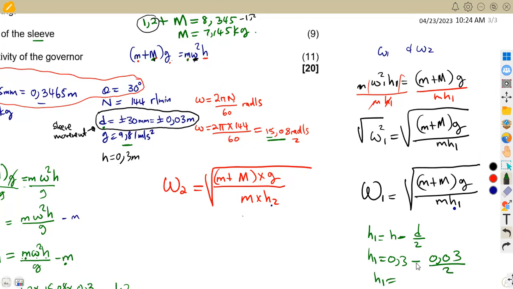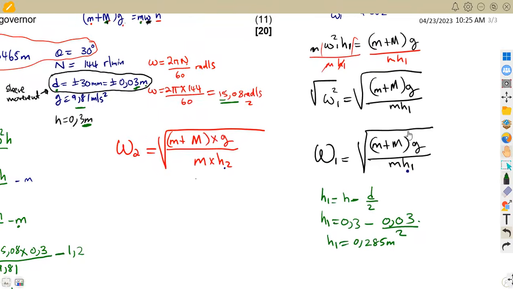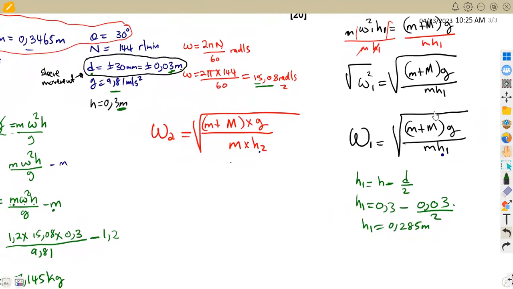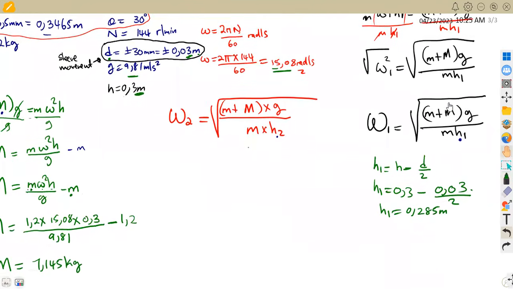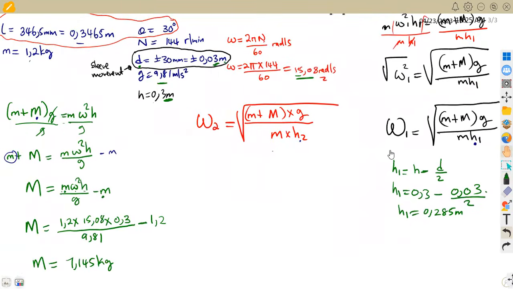With H1 of 0.285, I've obtained 0.285 in meters because I'm using the H in meters and also the sleeve movement in meters. Everything is in meters, so we are going to obtain this in meters. So we can obtain omega 1 from this information. We have all the data that we need to calculate these values, so we are going to substitute into the formula that we are given.